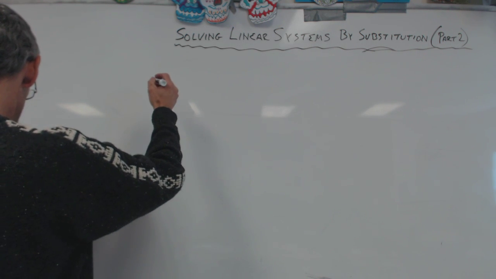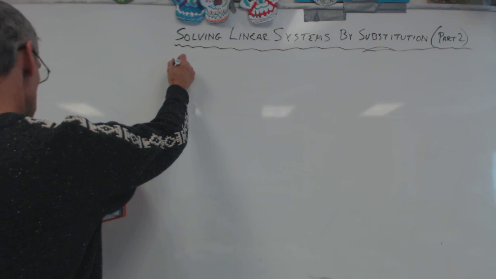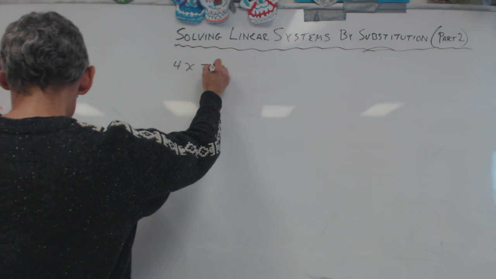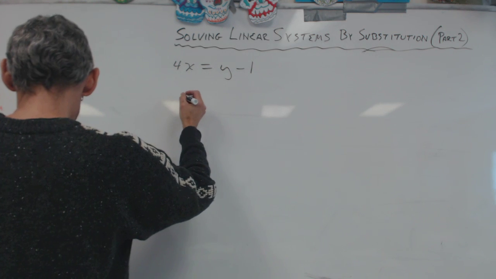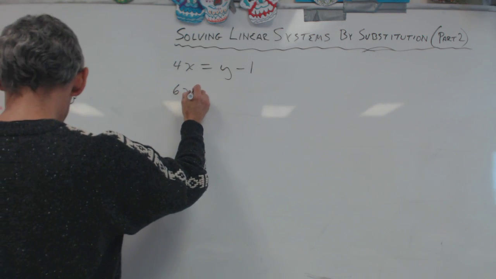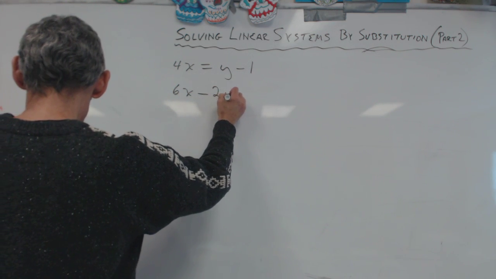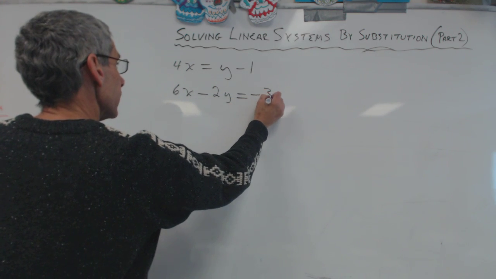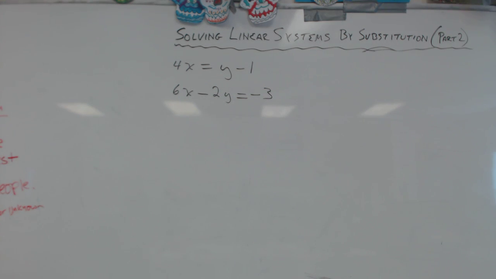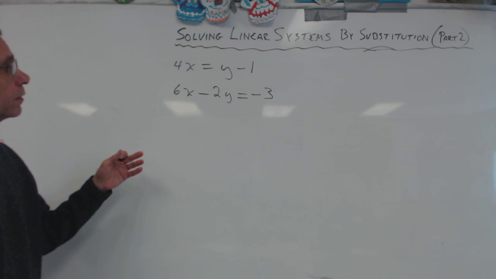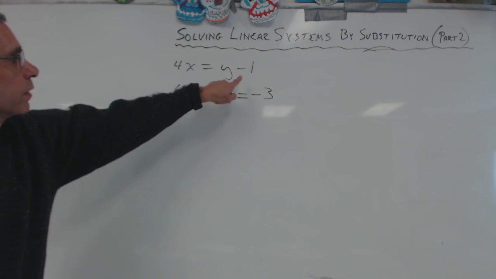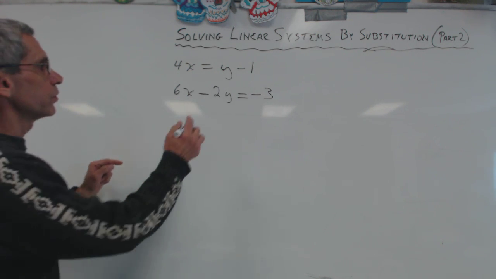Okay, how about this one? 4x equals y minus 1, and 6x minus 2y is equal to negative 3. You can use the first one. What if we added 1 to both sides here, right?